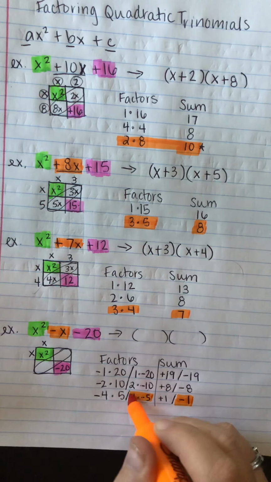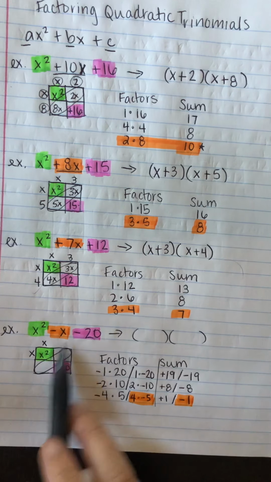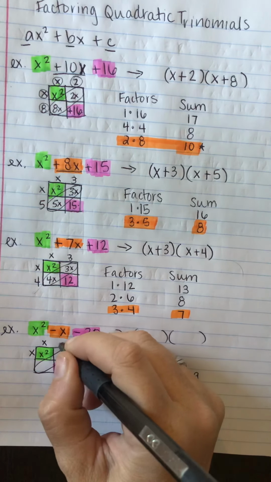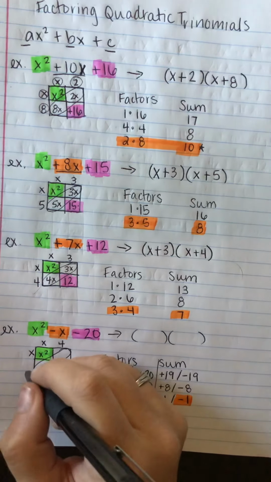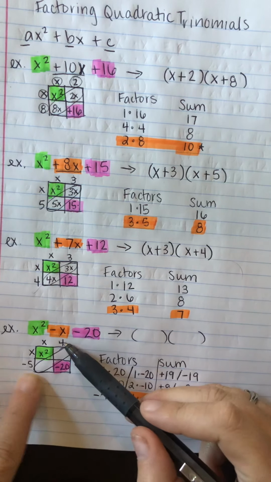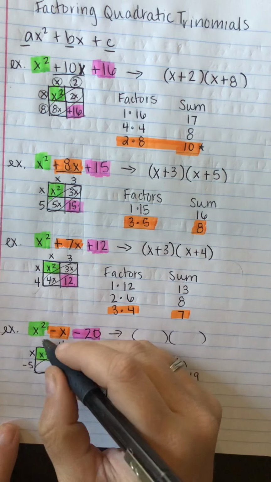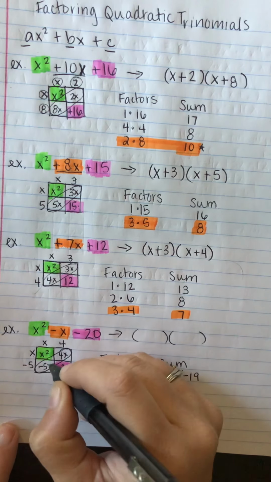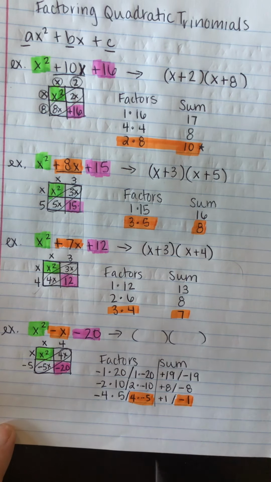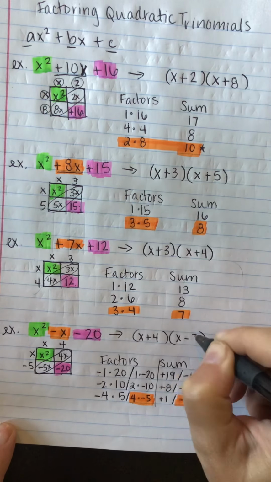We want to use these 2 factors right here, 4 and -5. Now it doesn't matter where you put the 4 and -5 as long as you keep the 4 positive and the -5 negative. So I'm going to put 4 here, it's a positive 4, -5 here, okay, and we want to make sure this still works out. So 4 times -5 gives us -20. This will give us positive 4x. This would give us -5x. And if we did -5 plus 4, we would get -1x. Therefore, our answer is x plus 4 and x minus 5.